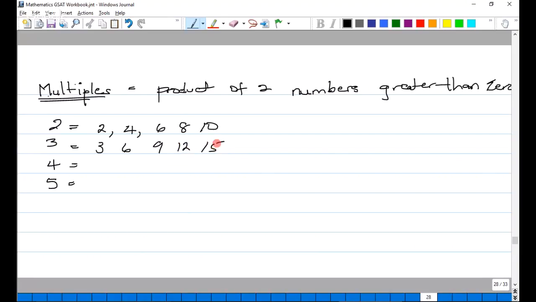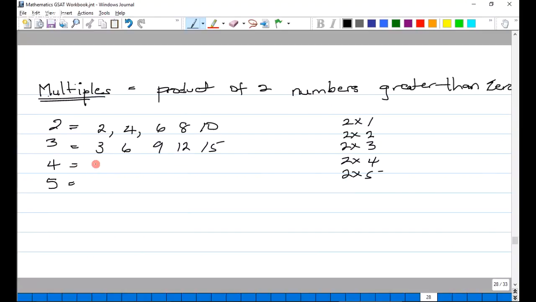15. Good. So these are the first 5 multiples of 2 and the first 5 multiples of 3, because multiple means that you're multiplying a given number by any other number greater than 0. So in the case of 2, it is really 2 times 1, then 2 times 2, then 2 times 3, then 2 times 4, then 2 times 5. And we do the same thing for 3.